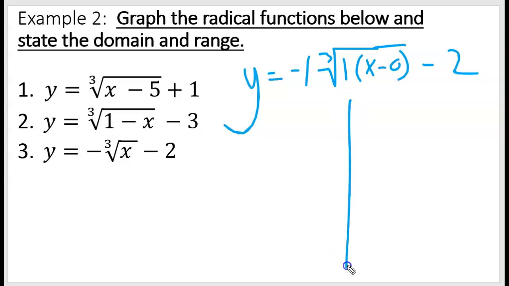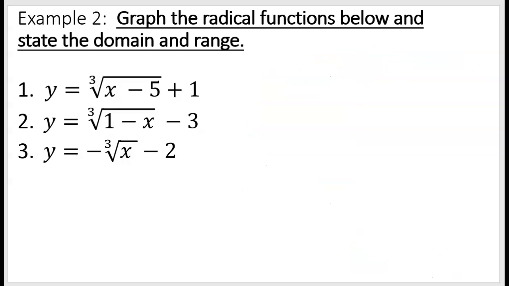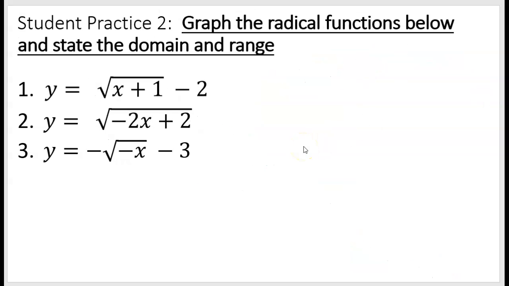Let's go ahead and graph it. My starting point is 0, negative 2. Right there. I'm going to go down and right. And then I'm going to put a little tail on it going in the opposite direction, up and left. And there's the graph. Okay? And so that's how we'll be graphing these things. Let me have you guys try a couple of those.